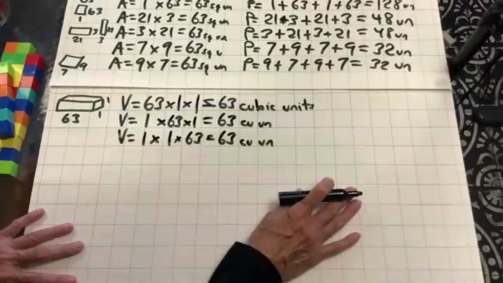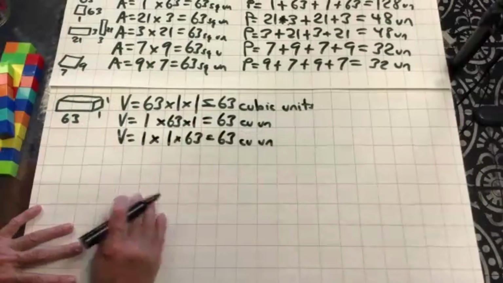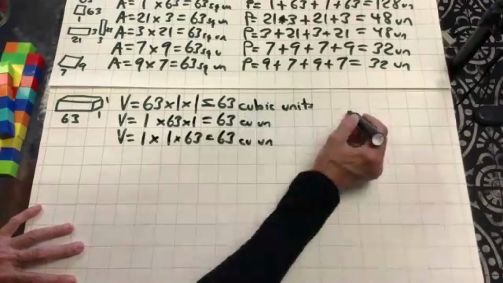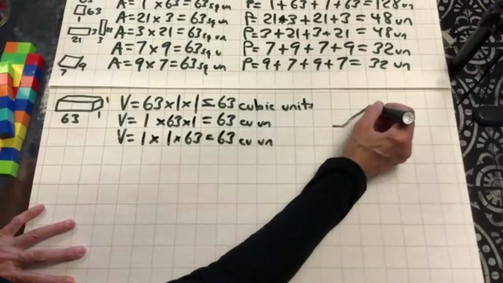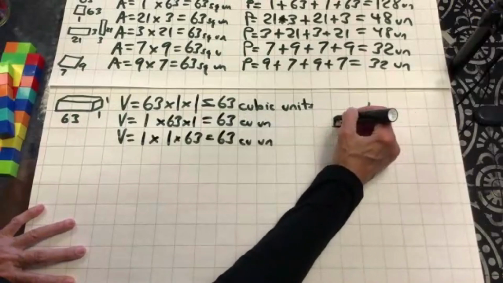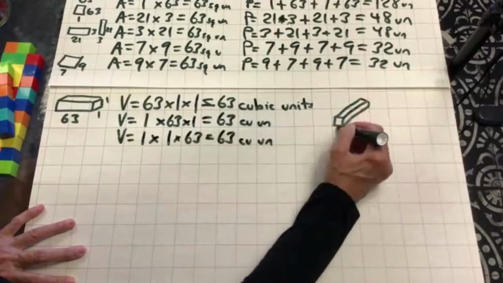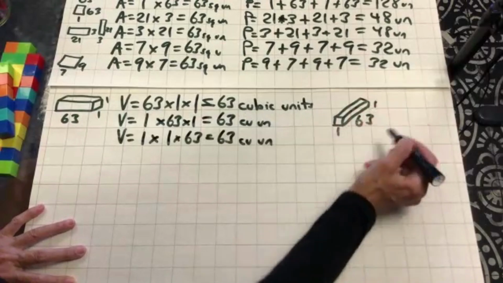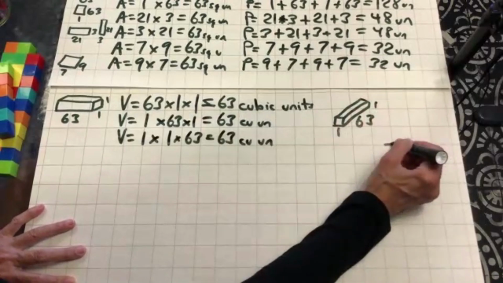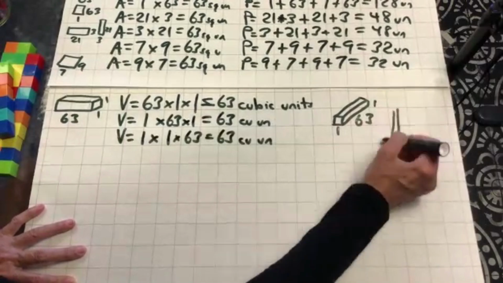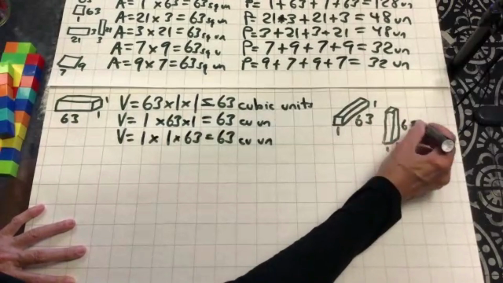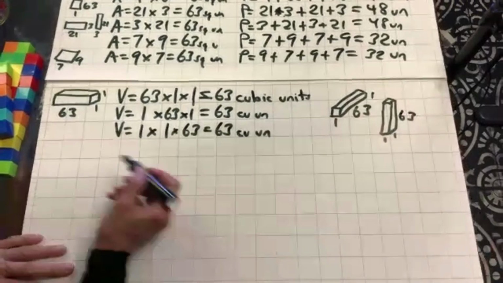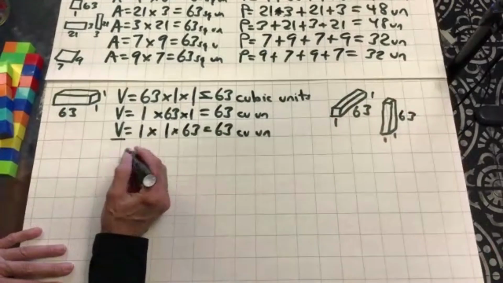All right. And I'm not going to draw them today. Well, I'll draw them. I'm just trying to save time here. 1 by 63 by 1, and the other one is a 1 by 1 by 63. So this one's the tall one. There we go. All right, let's move on to the next one.